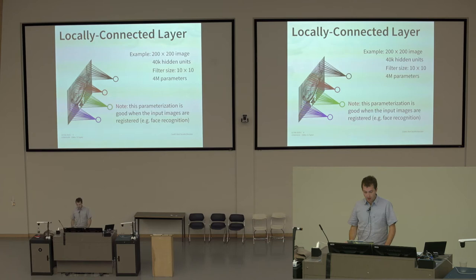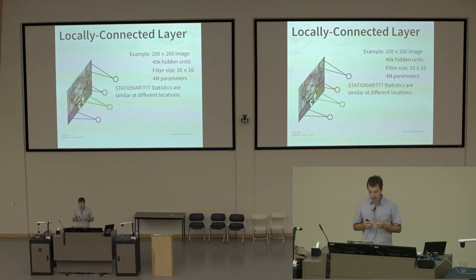But why are we detecting the same features at multiple locations in the image anyway? For an image like a face, faces might be registered, meaning that certain elements like noses and eyes and so forth occur generally at the center of the image. So we actually might want to use a structure like this, but for natural images, perhaps we can do something a little bit better. For these natural images, unlike registered faces, the image's statistics are basically similar at different locations of the image. We could expect to see the same kinds of visual features show up anywhere.